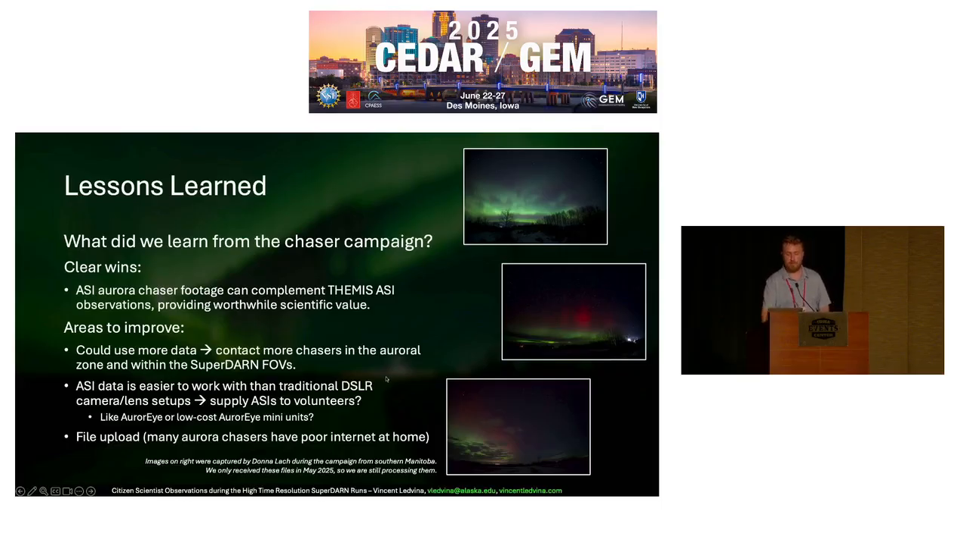Some areas we could improve: we could use more data, we could contact more people, and then we had some Aurora Chasers just recording regular images with their cameras, so rectilinear lenses, not ASI lenses. That data is a little harder to work with, so in the future, we're going to emphasize that all the aurora chasers switch to an all-sky camera or fisheye lens to get that all-sky camera look. And then, like I was saying before, we had some issues with transferring the files. So we'll be streamlining that process for next time.